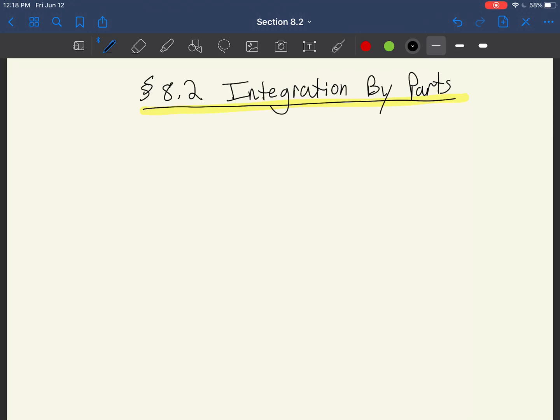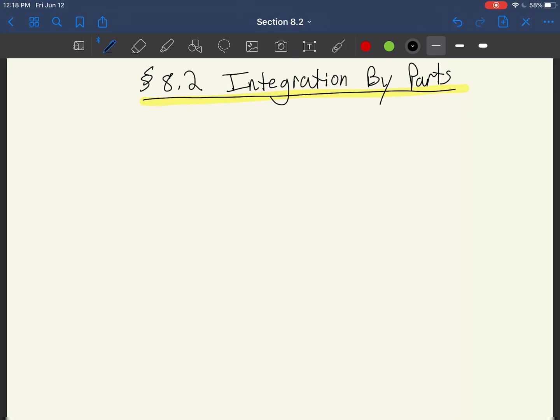Hello and welcome to section 8.2, Integration by Parts. This is going to be the first new material for this course. Integration by parts is going to be our first integration technique that we will see.